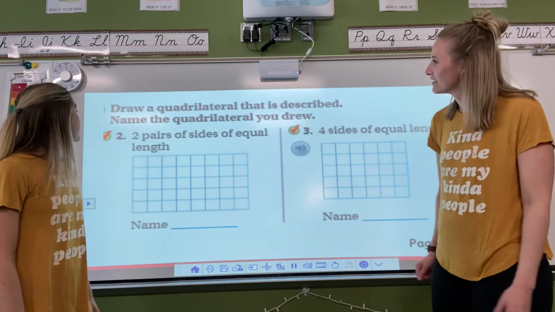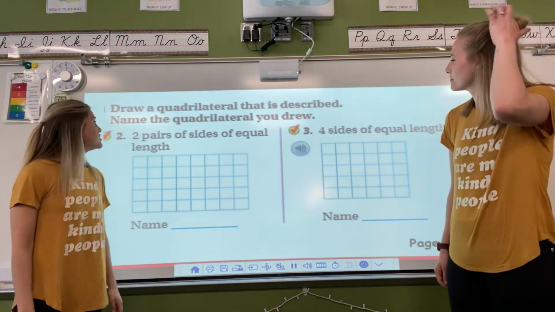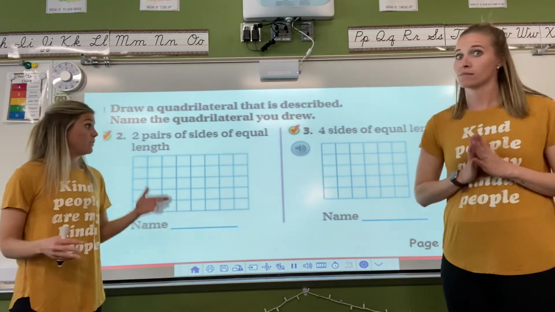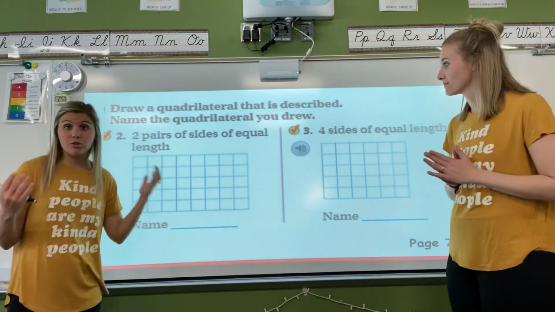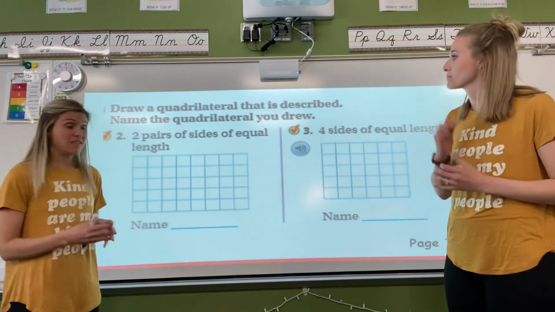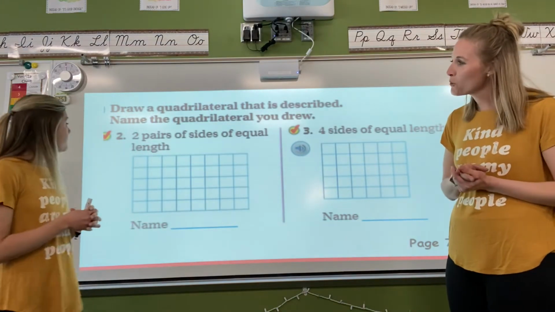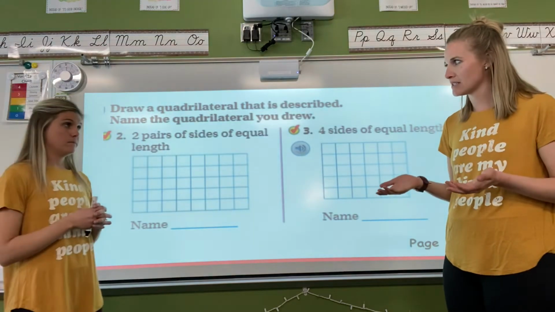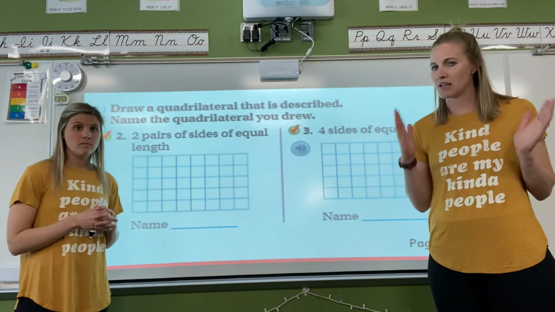All right. Now it says draw a quadrilateral that is described. Name the quadrilateral that you drew. So now these have some rules. We have to make sure we follow these rules and then write the name of it. Two pairs of sides of equal length. So that means that the two pairs have to be equal length.